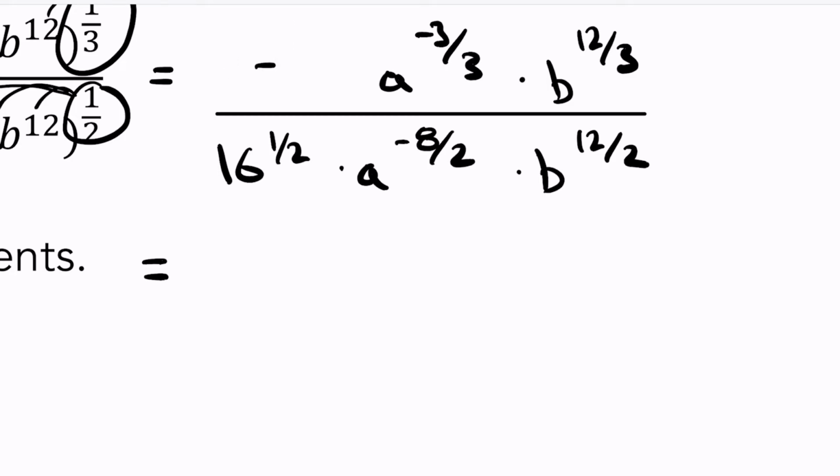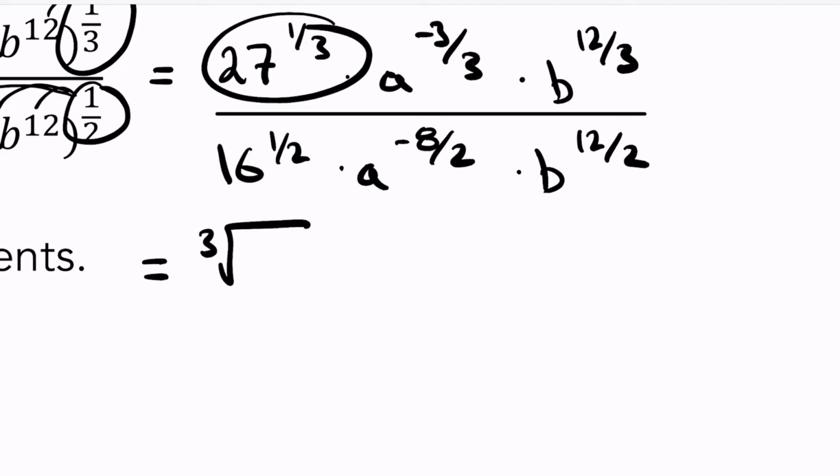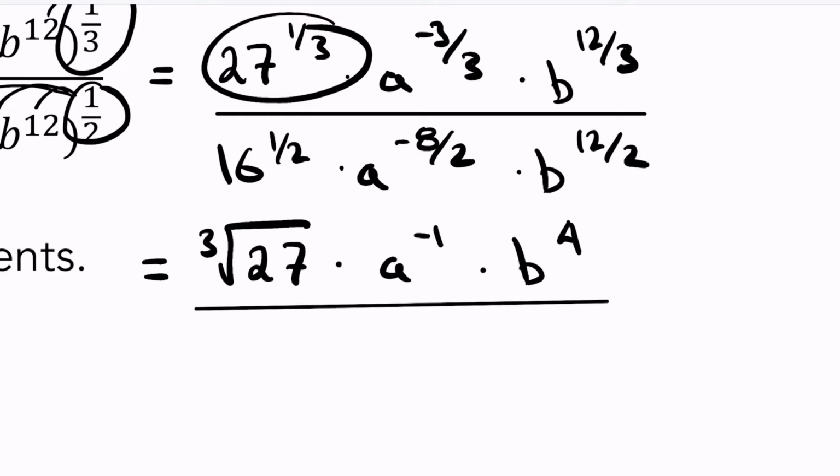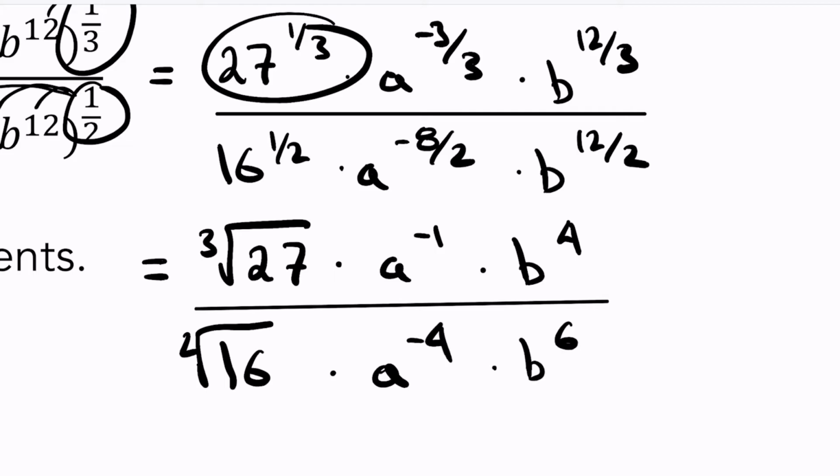So for example, this here is going to be the cube root of 27. I'll write it like that first, and then times, we have a to the negative 1 times b to the 4. And that's all going to be, well, this will be the square root of 16. I'll write the 2 there. And this will be a to the negative 4 times b to the 6.